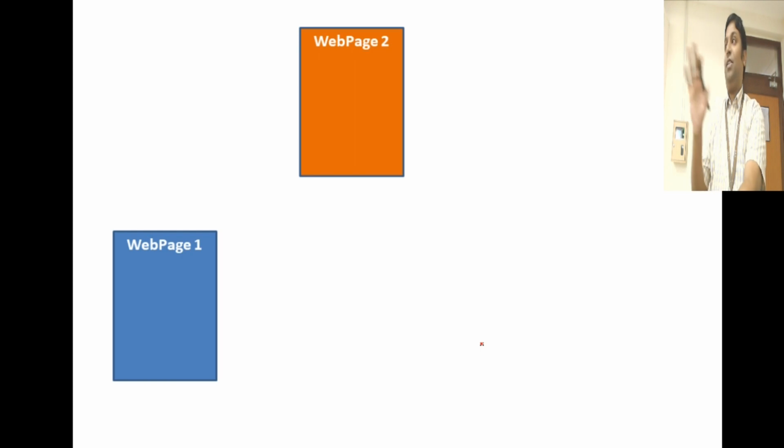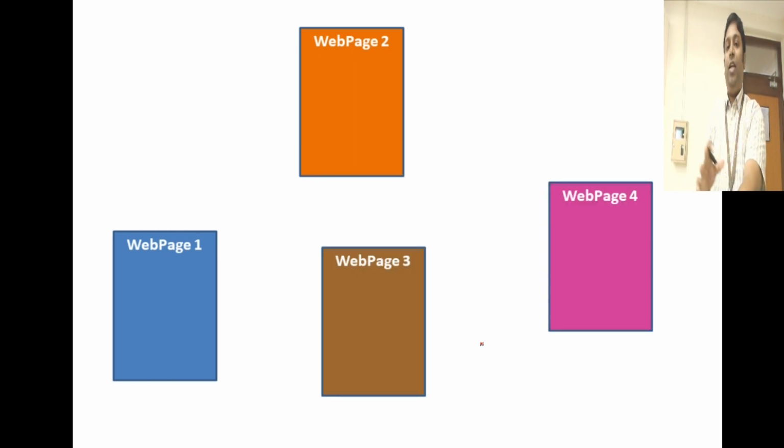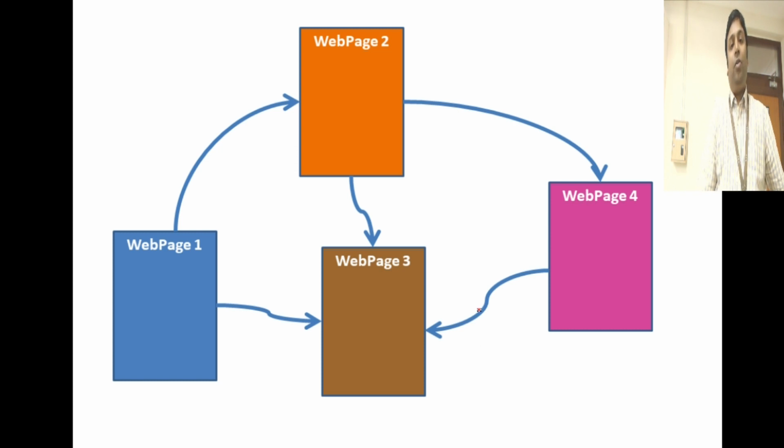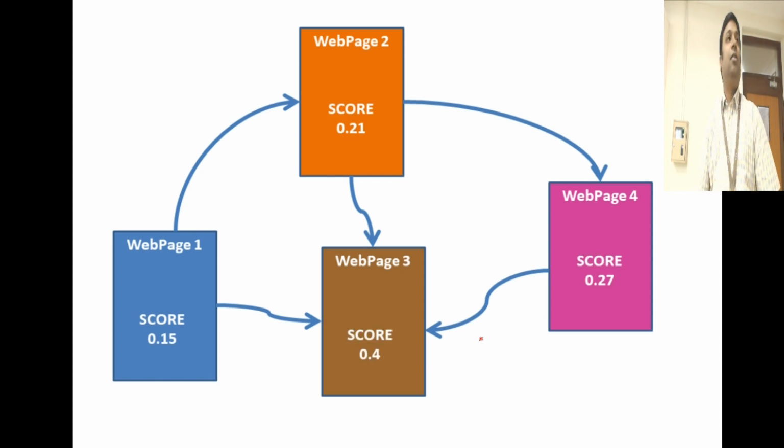We'll visualize this. Say you have many web pages on the net, right? And all these web pages are linked together using hyperlinks. So every web page is linked. So we have to somehow compute a score, the influence score, for every web page. Say I can give a score for every web page. So based on the score, whichever is maximum, 0.4 is maximum. Next comes 0.27. Next comes 0.21. Next comes 0.15.